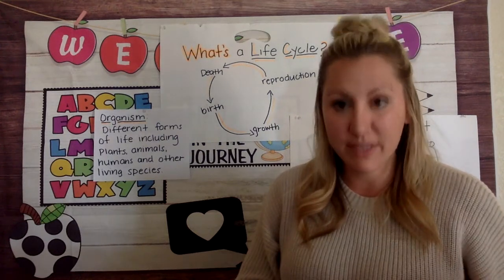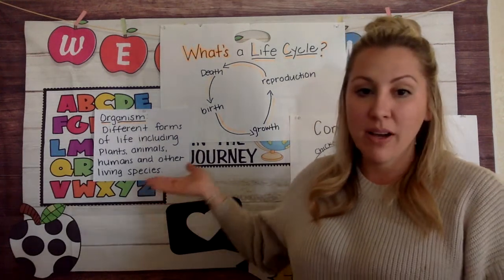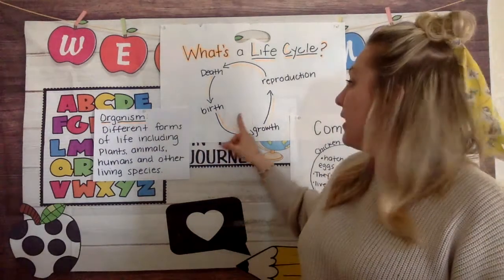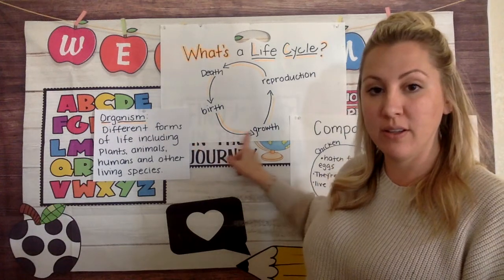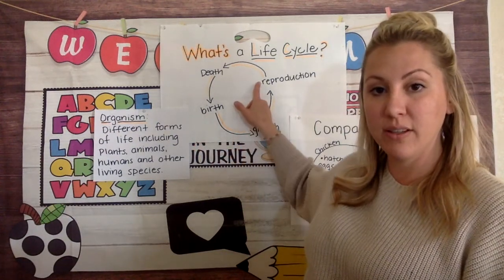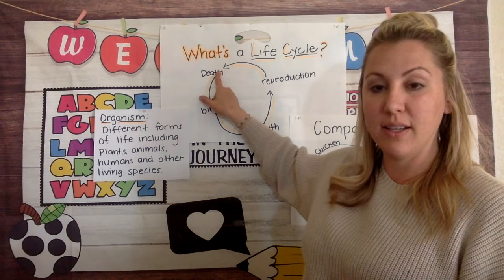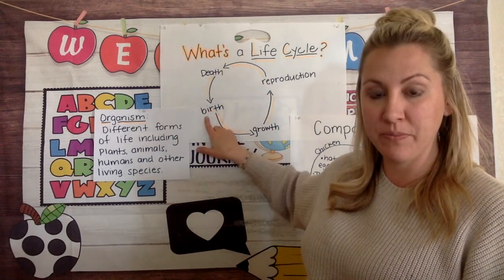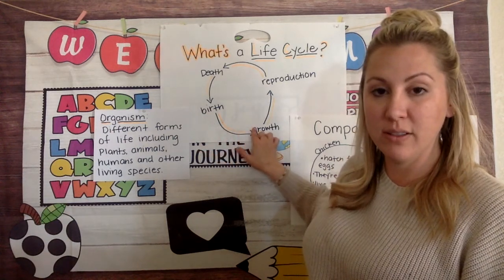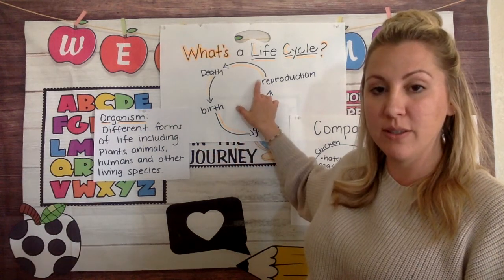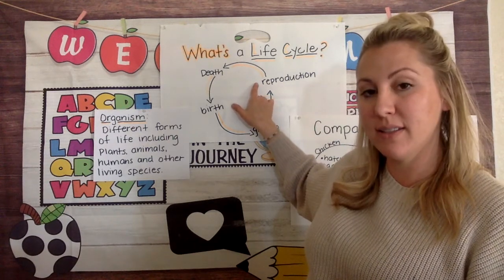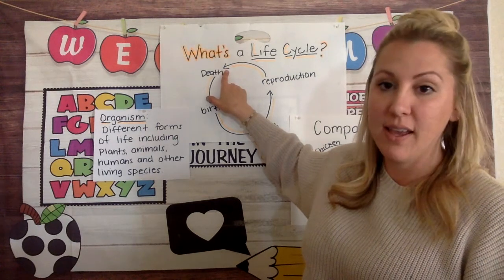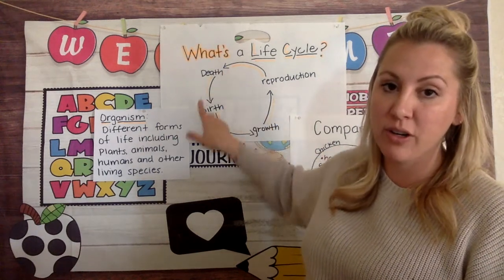Next, what's a life cycle? I drew a model of a life cycle right here. As I mentioned, a life cycle starts with birth, and then growth, reproduction, and death. So let's first relate this to our own lives. We are all born, and then we grow, and then when we're adults, we reproduce and become moms and dads, and then it ends in death. Again, every organism has these four components.